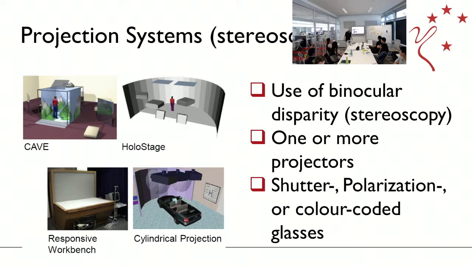The user's head is being tracked, and the graphics are being drawn from my point of view. So everywhere I look, the system understands where I'm looking. And as I move, all of these walls, all of the projections, everything is being updated to be perfect from my point of view. Okay?